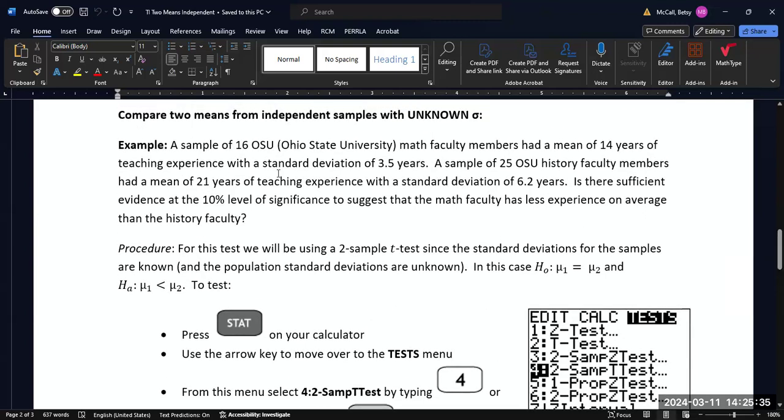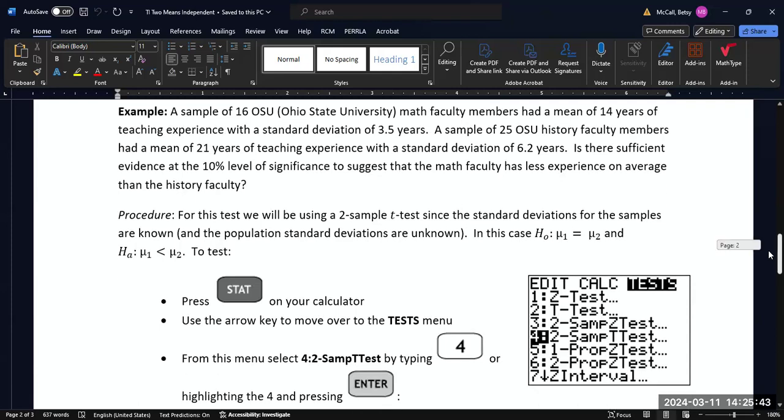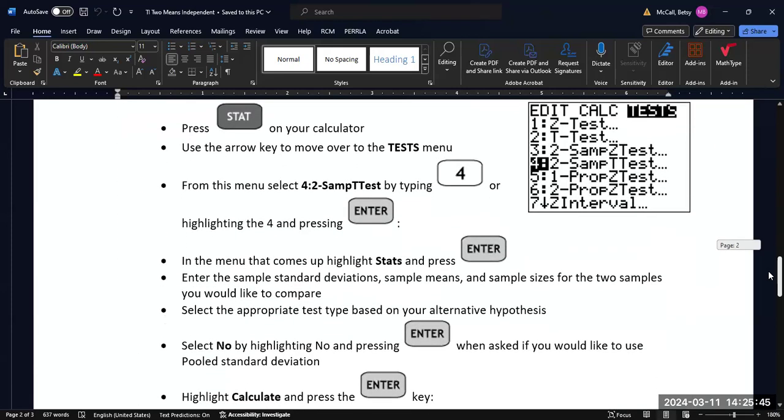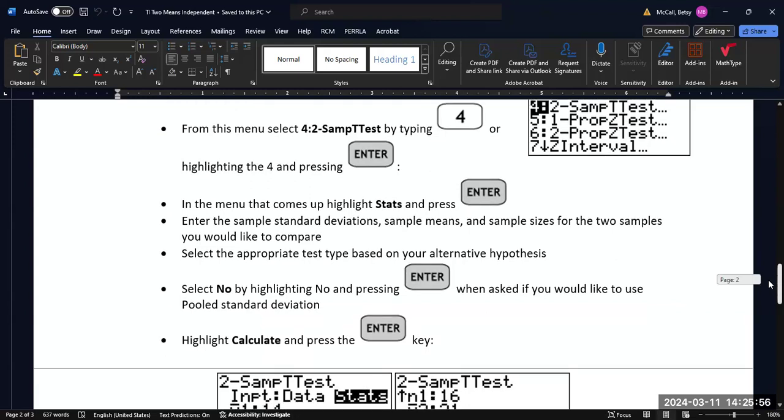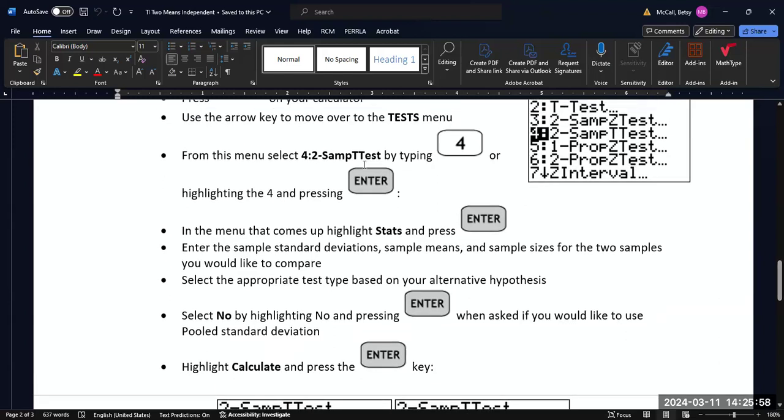Also, 16 and 21 are lower than the threshold that we would usually want, which is 30, to even consider a z-test. Although personally, I prefer 40 as a threshold, but different books will have different suggestions for that cutoff. So we're going to select the 2-sample t-test.